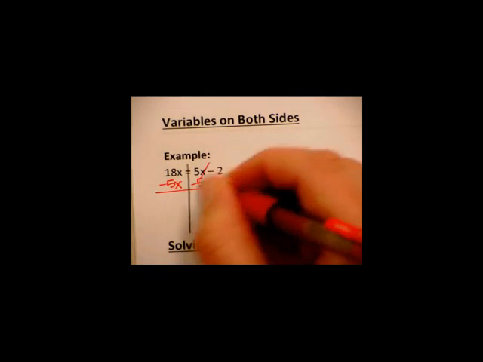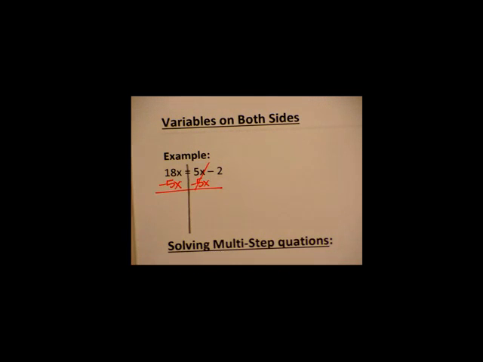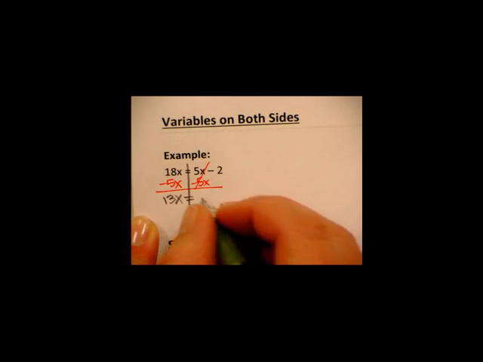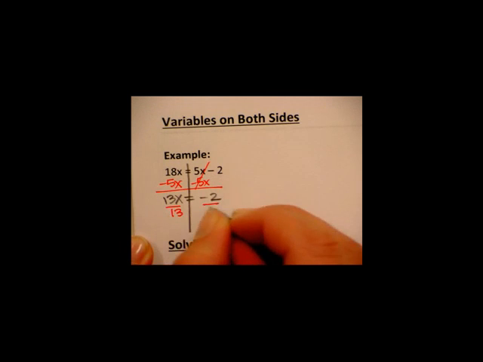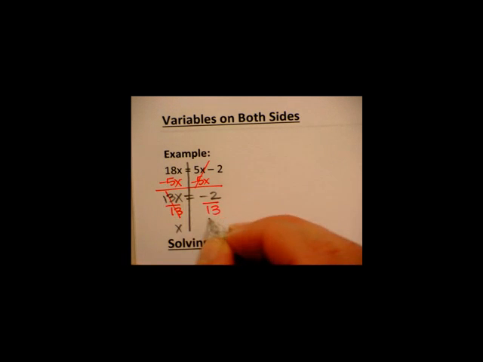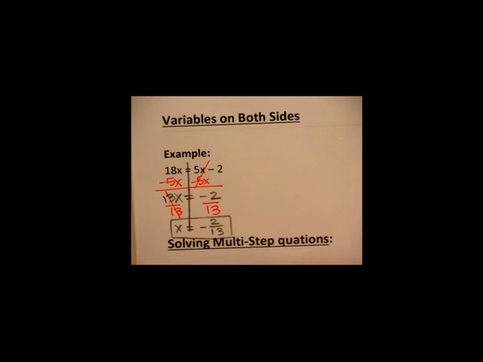What happens then is my x's cancel, leaving me with, on the left, 13x equals, on the right, I only have this negative 2. 13 times x equals negative 2. I divide by 13. My 13s cancel. Is there anything I can do to negative 2/13? No, I can't. I cannot reduce it. I can't even turn it into a mixed number. So this is my answer. X equals negative 2/13. That's pretty much all we can do there.